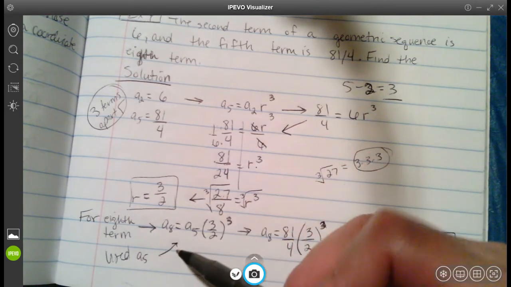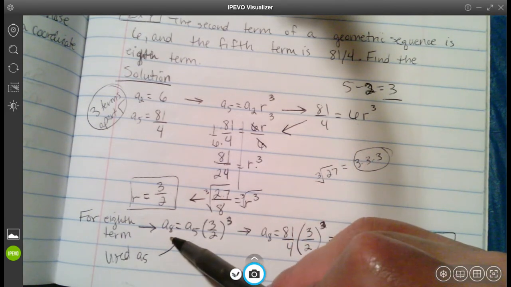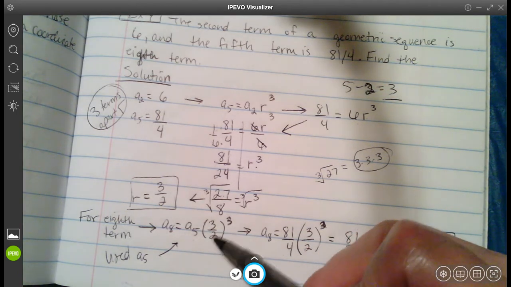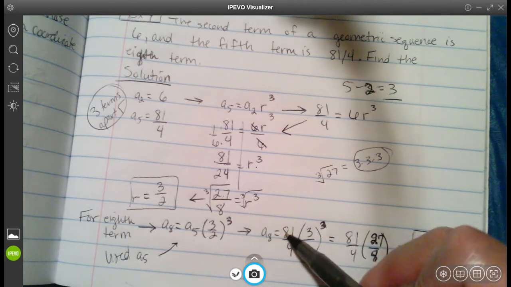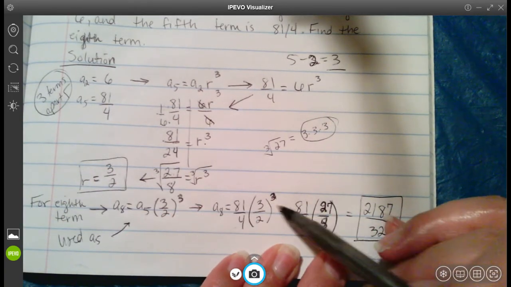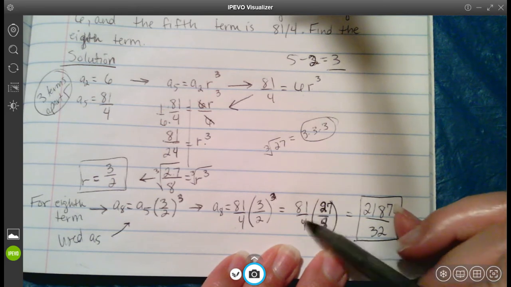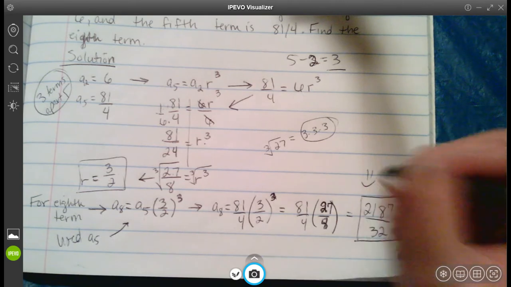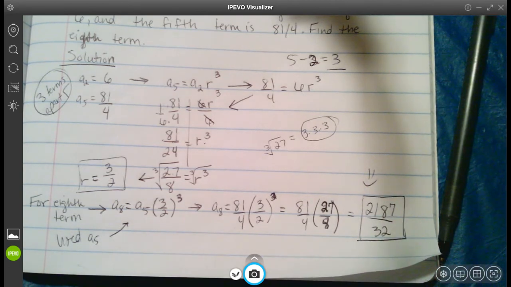Okay. So for 8, again, these are 3 units apart, because 8 minus 5 is 3. So I just kind of did this. We have our r, third power. The fifth term is 81 over 4. And this here is just some real quick arithmetic. You cube it, so 3 cubed is 27, 2 cubed is 8. Multiply across, and we get 2187 over 32. And that is it for this one. Okay, so nothing too crazy. A few calculations that are a little bit bigger than normal, but nothing too bad.